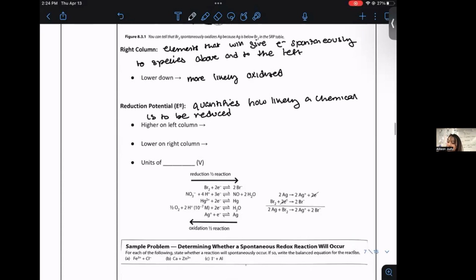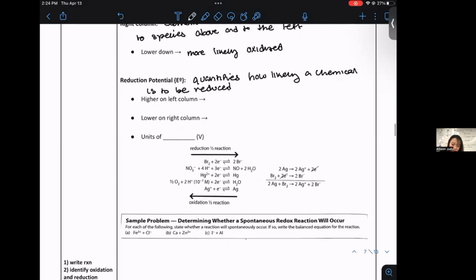So higher on the left column, you have a higher reduction potential value. Lower on the right column, you have a really low reduction potential. You're not likely to be reduced at all. We measure reduction potential in units of volts because it connects directly with the electrical flow of electrons. Crazy, okay?